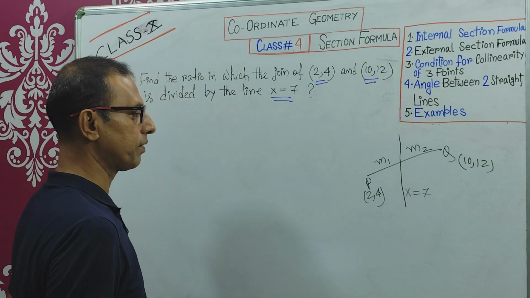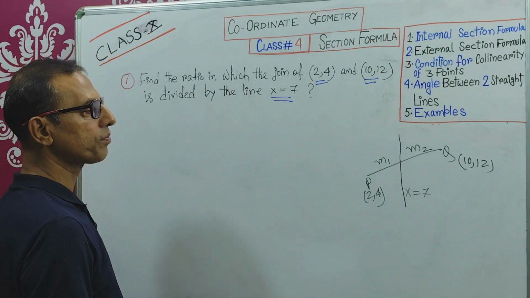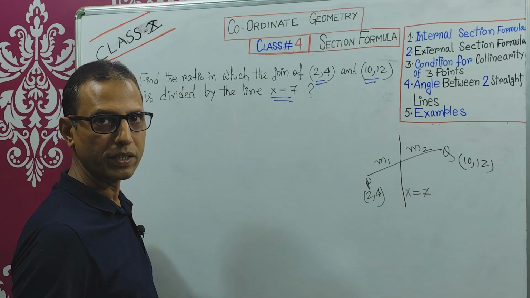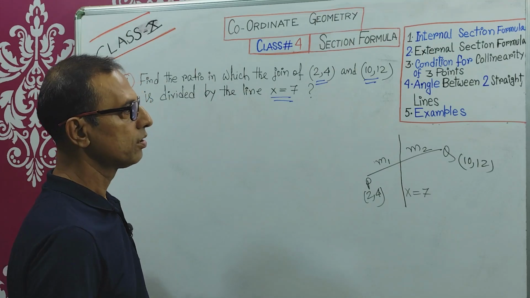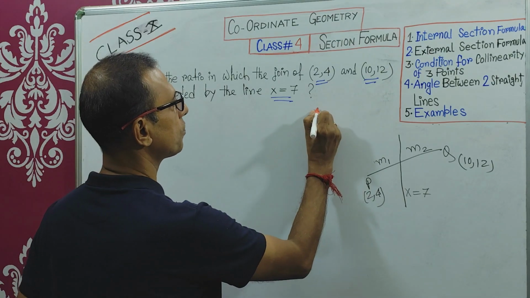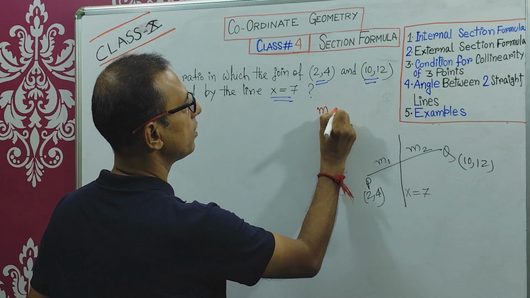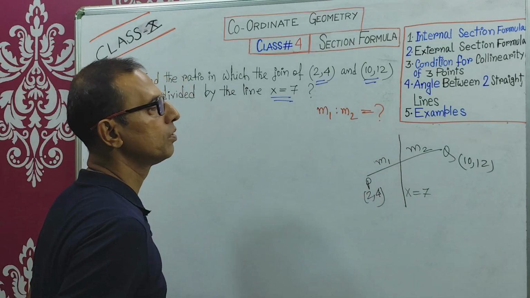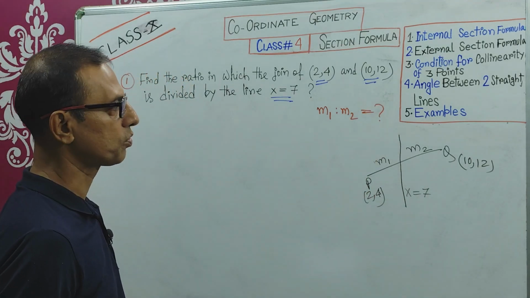If the equation of the line is x equals 7, that means you don't know the y coordinate about it, so don't worry about it. What are you supposed to find out? You are supposed to find out m1 is to m2. What is the value of m1 is to m2? That is what you are supposed to find out.